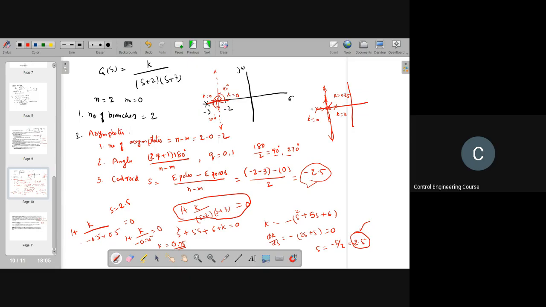At any point on the root locus, do you have any doubt? No, ma'am. At any point, even if you draw the root locus, if you want to find the k at that point, what we have to do is find the coordinates of that point and then simply substitute in the characteristic equation. Then you will get the value of k.